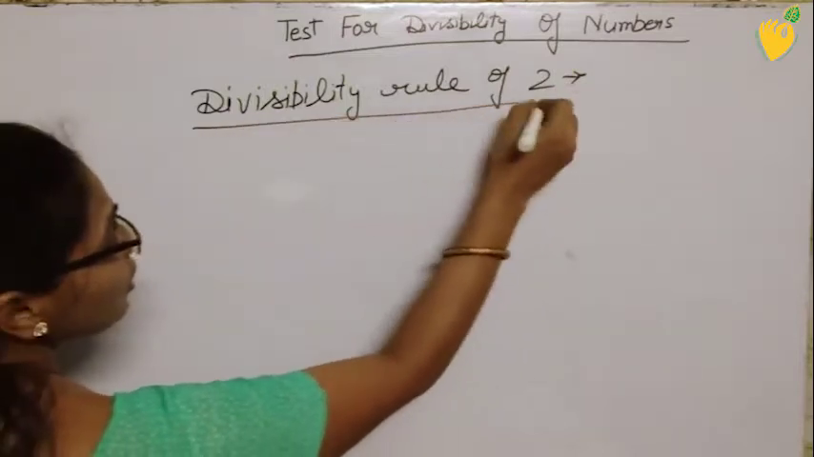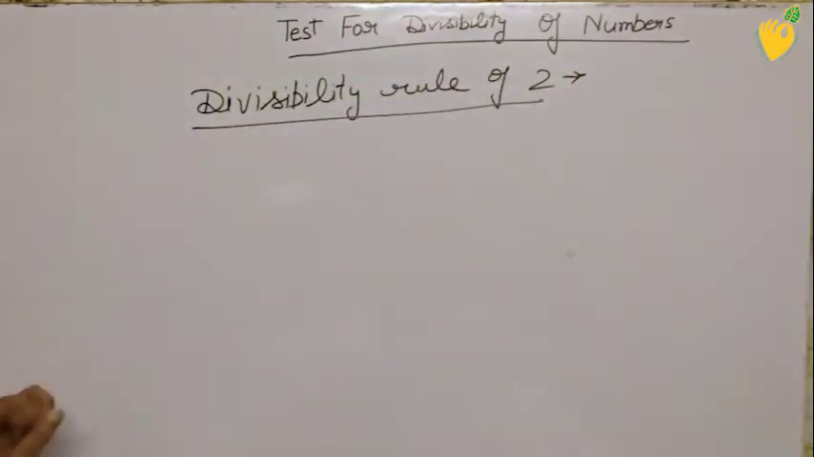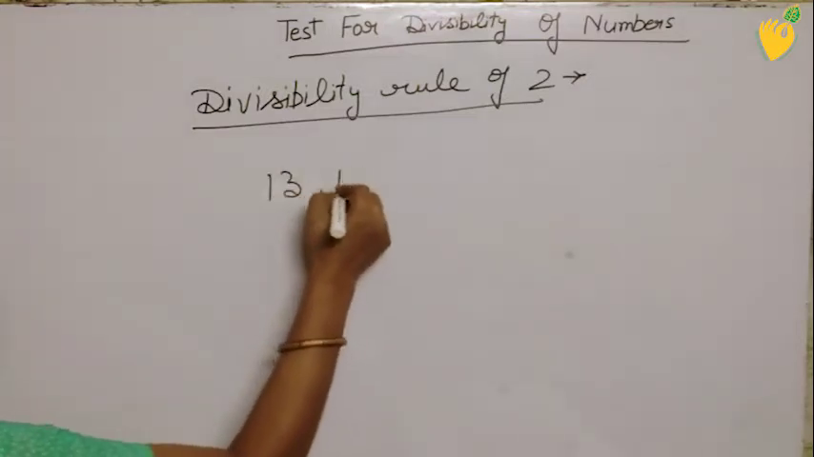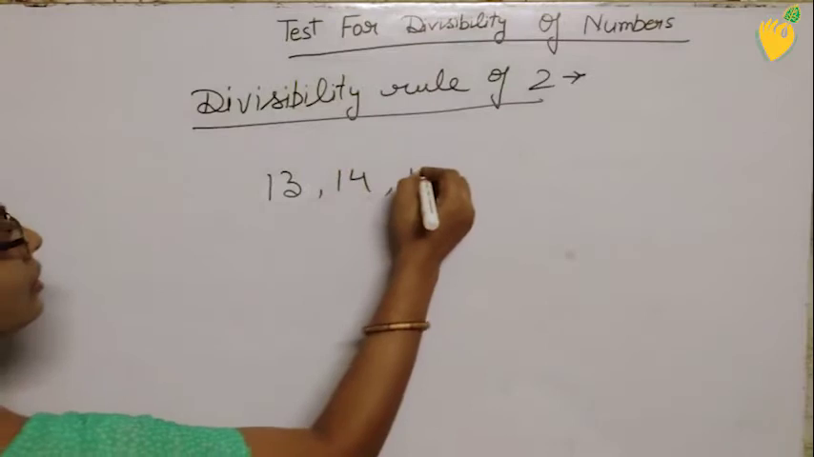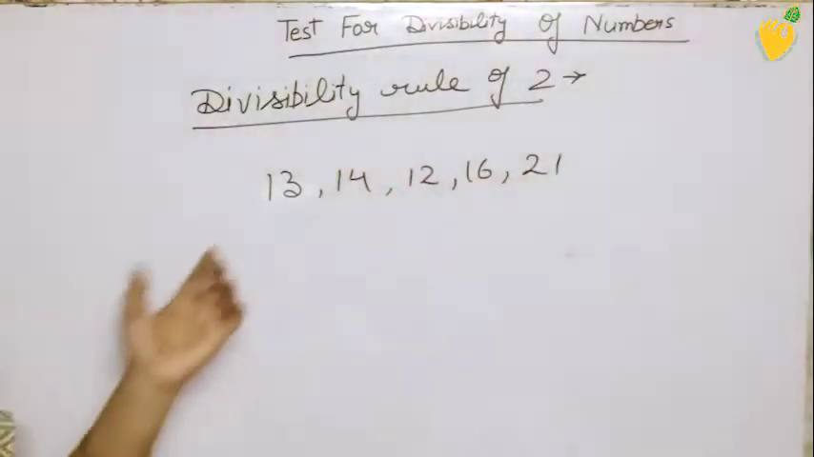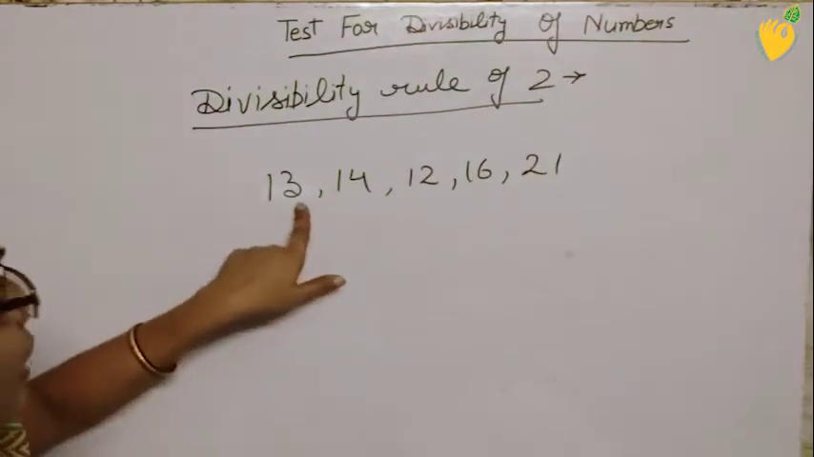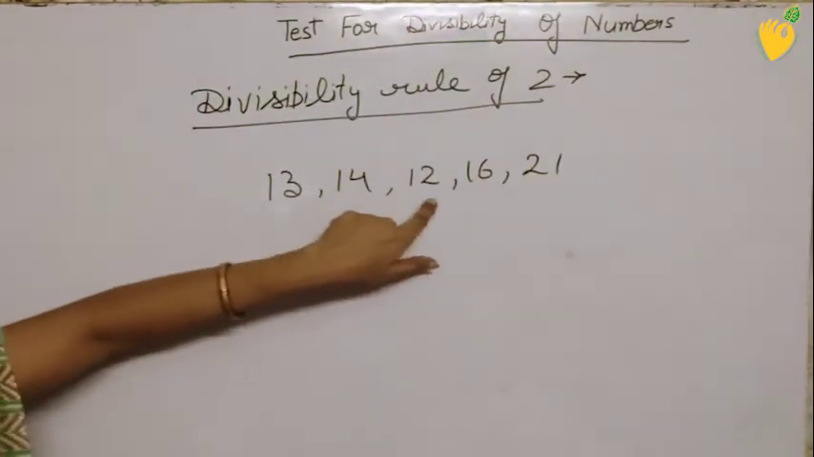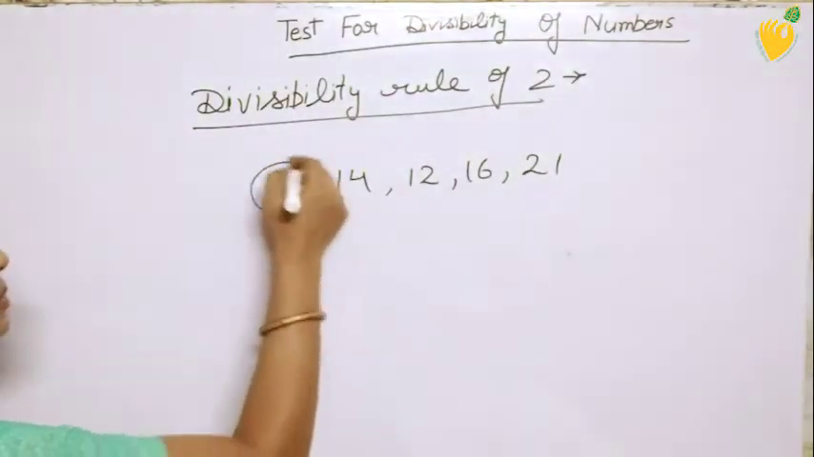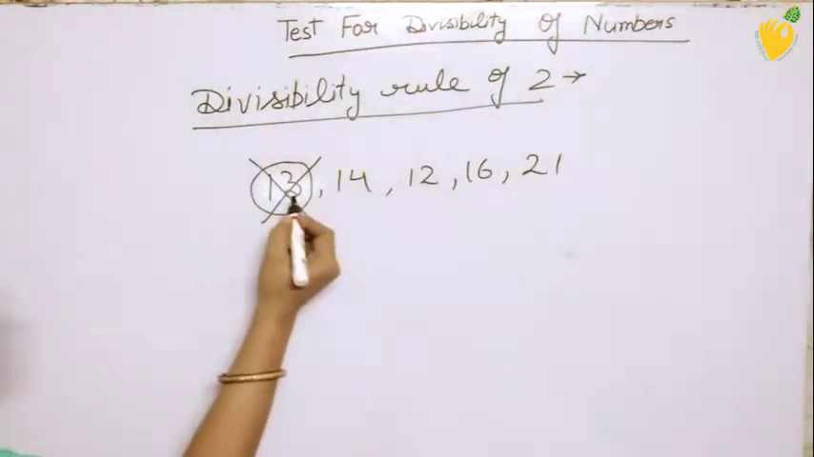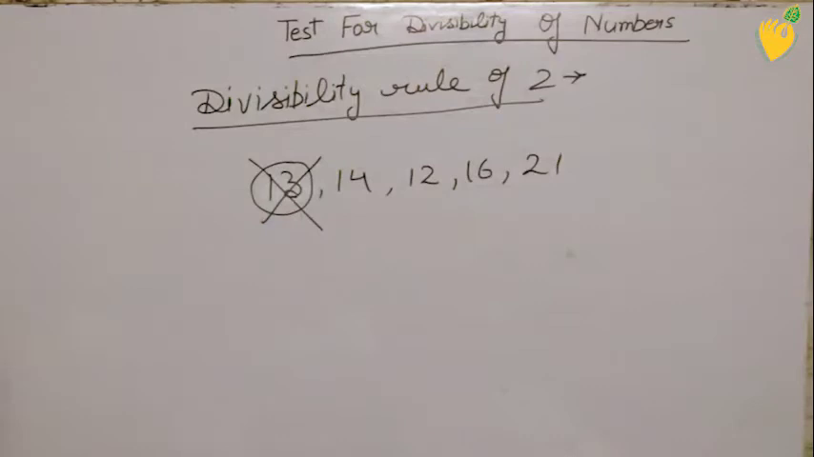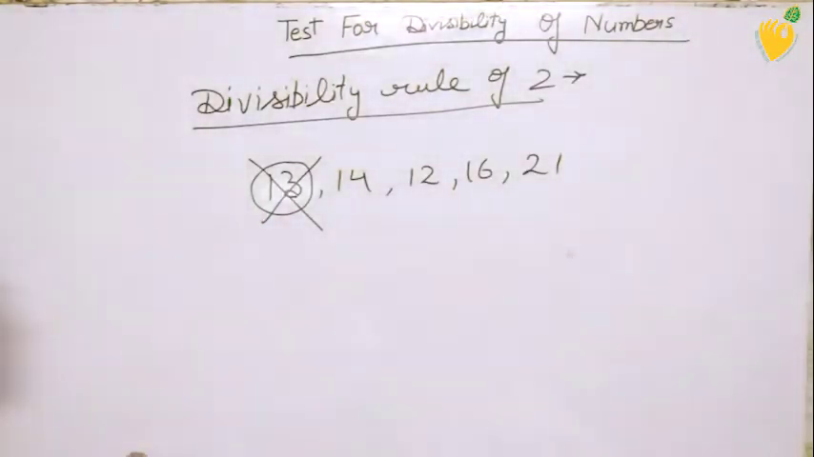2. What does it say, students? Any number having an even number at its units place will be divisible by 2. So, is it divisible by 2? No. Why? Because the digit at the unit place is 3, which is not an even number.